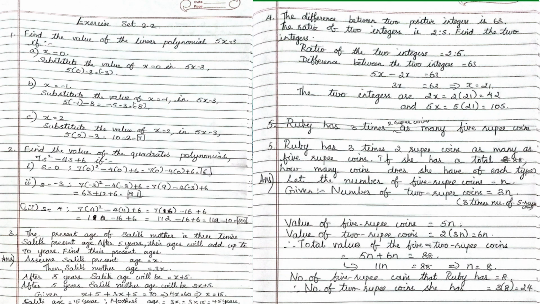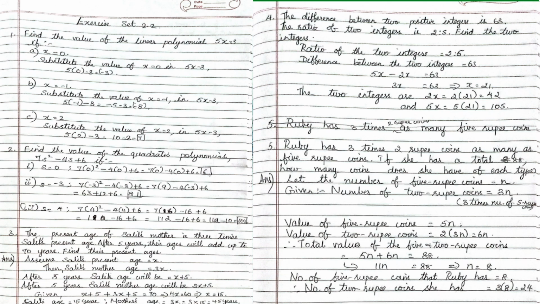Question number 4. The difference between two positive integers is 63. The ratio of the two integers is 2 is to 5. Find the two integers. The ratio of the two integers, what is given? 2 is to 5. So, something we can immediately understand looking at the values is the second value is definitely greater than the first value, because the first value proportionately is 2, whereas the second value proportionately is almost 5.